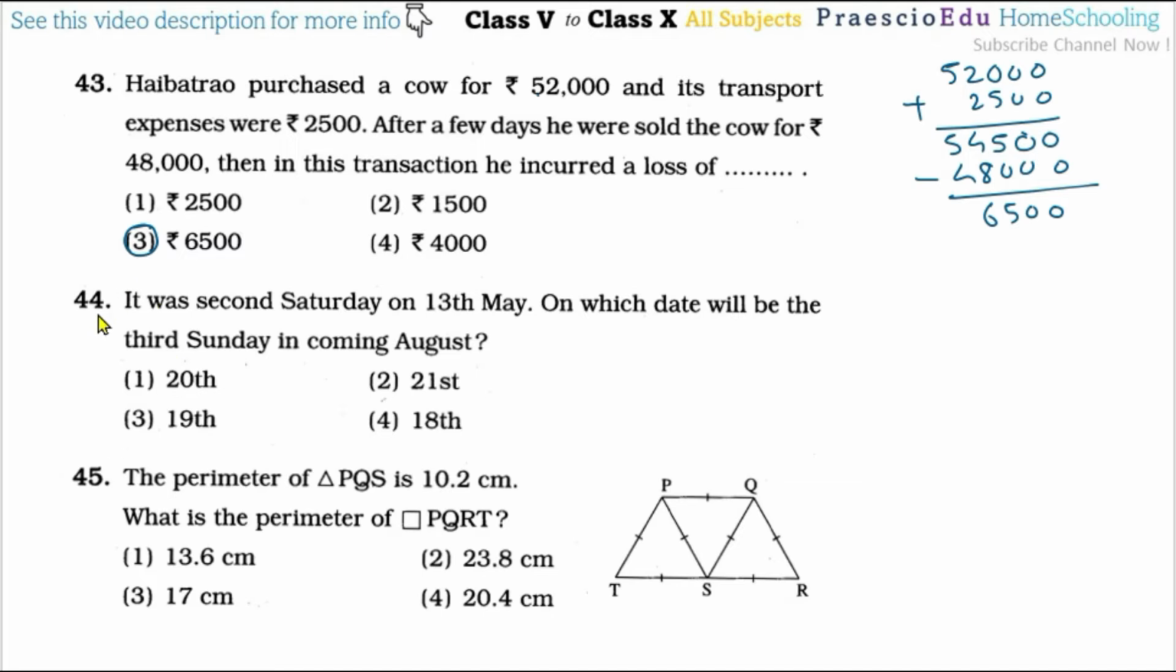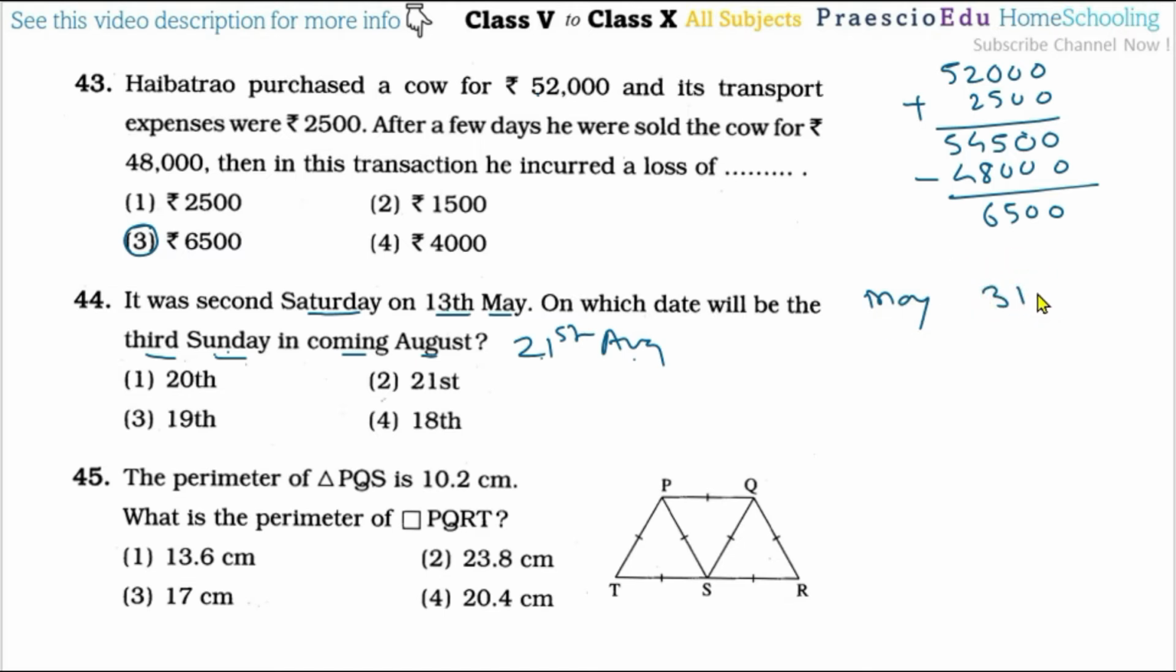Then question number 44. It was second Saturday on 13th of May. On which date will the third Sunday be in coming August? So third week of this August, we will consider 21st of August as a day. We will first calculate which weekday 21st of August is, and from this one we will calculate the Sunday. So from 13th of May, how many days remain in the May month?